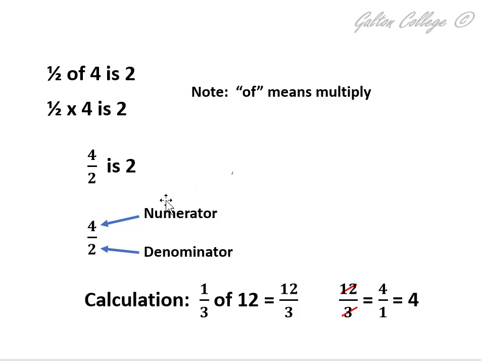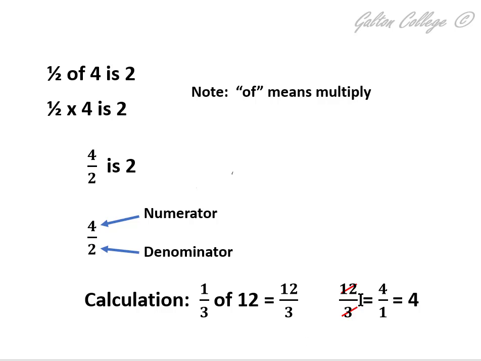Now the next move is to give names to what we're doing here. So the top part of a fraction is called the numerator. The bottom part is called the denominator. So we divide the numerator by the denominator to find the value of the fraction. So what is 1/3 of 12? Well, that's the same as 12 divided by 3, or 12 multiplied by 1/3.